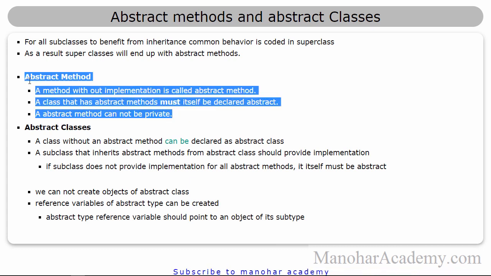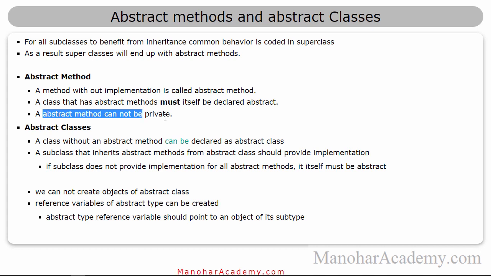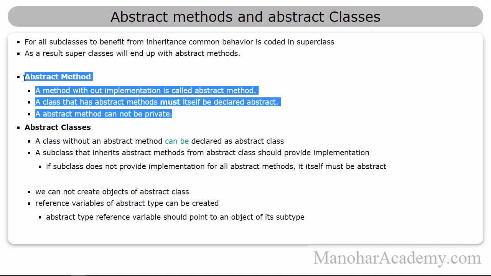Whenever you have abstract methods, there will be abstract classes, and you cannot create objects of an abstract class. So subclasses have to derive from these abstract classes, and they have to override the abstract methods. For that reason, we can't have these abstract methods as private. Also, as we said, any class that has at least one abstract method should be an abstract class.